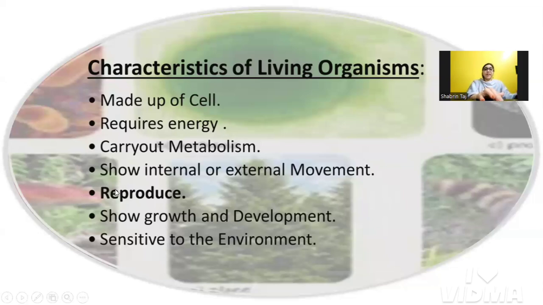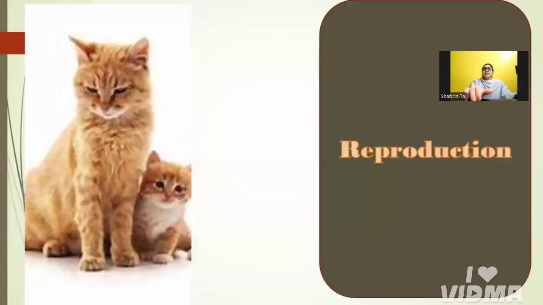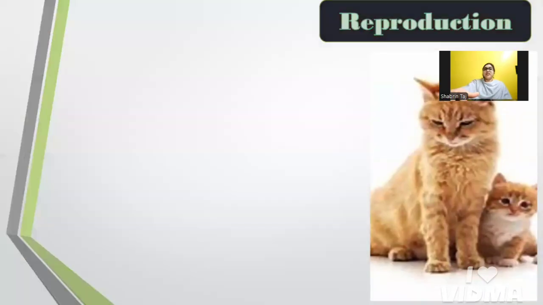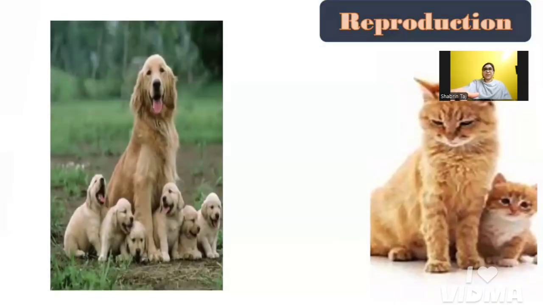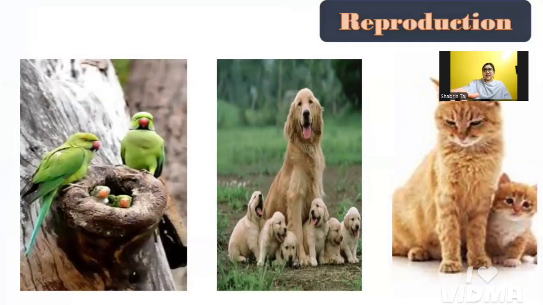In that, one of the important characteristics is reproduction. So we know that all living organisms carry out the process that is reproduction. Here, the cat gives birth to the kitten, right? Then the dog gives birth to the young one, called a puppy, right? How many of you have a cat or dog as a pet? Yes, most of you. Very good. Then the parrot lays an egg, which later gets hatched, right?